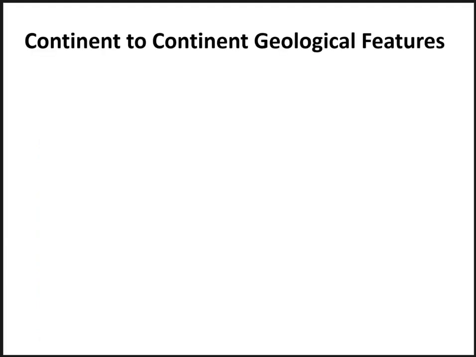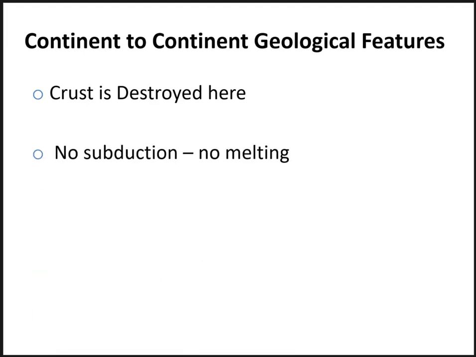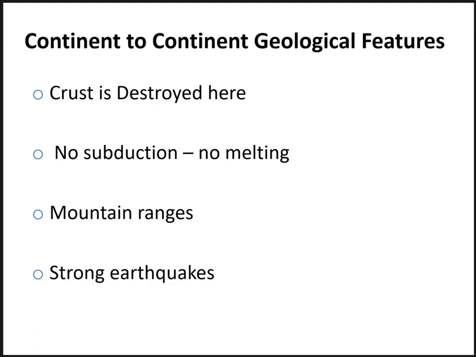The third type of convergent boundary is called continent to continent. Here, continental crust crashes into continental crust. You're going to have crust that is going to be destroyed. No subduction is going to occur here, so you will have no melting of the plate. Therefore, the mountains that are created are not going to be volcanic. Again, you get very strong earthquakes.